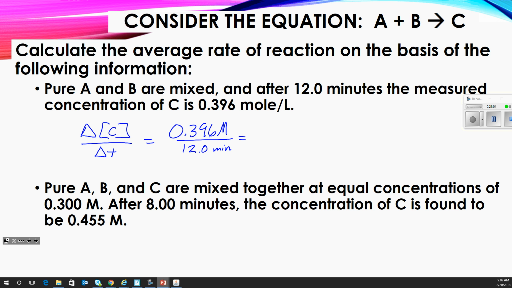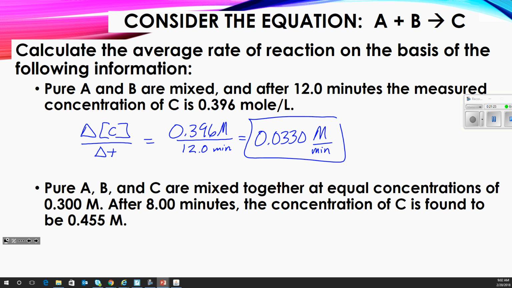Okay, so what do we get for our answer? The unit would be molar divided by minute. It's what? 0.03. Give me one more. So we'll put a 0. Okay, so that's my rate, average rate over that time.